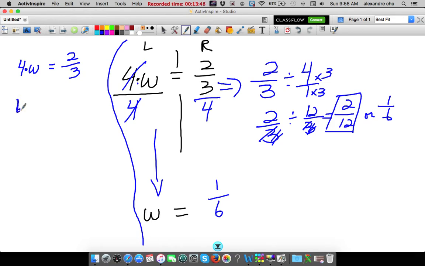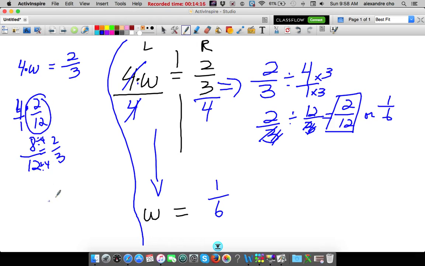So take letter A. Letter A says it's 2/12. Let's see if that works. 4 times 2 over 12, will that equal 2/3? Well, how will we do that? Put that over 1. 4 times 2 is 8, and 1 times 12 is 12. Can I simplify that? Yes, I can. I'll divide top and bottom by 4. 8 divided by 4 is 2, and 12 divided by 4 is 3. So our answer is 2/3.